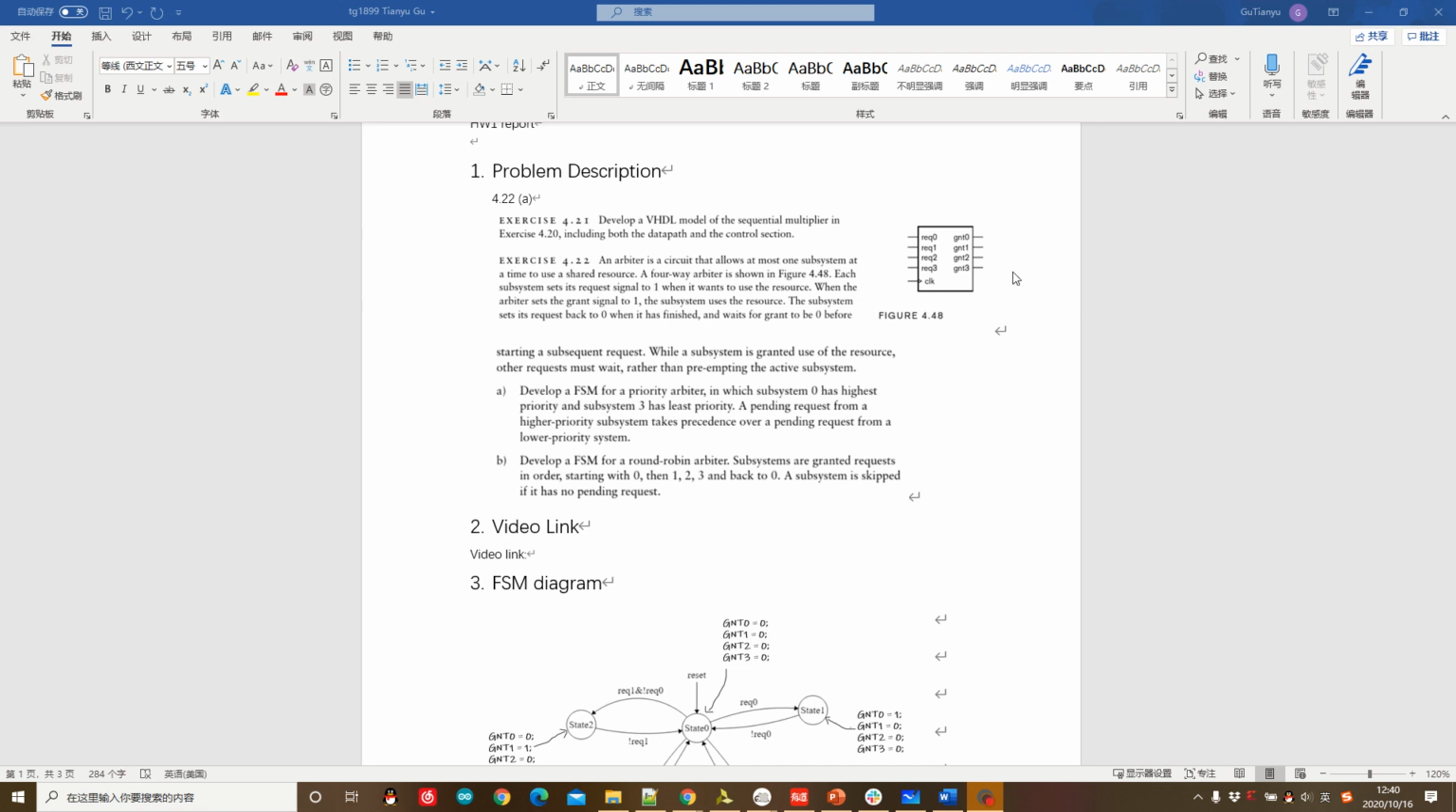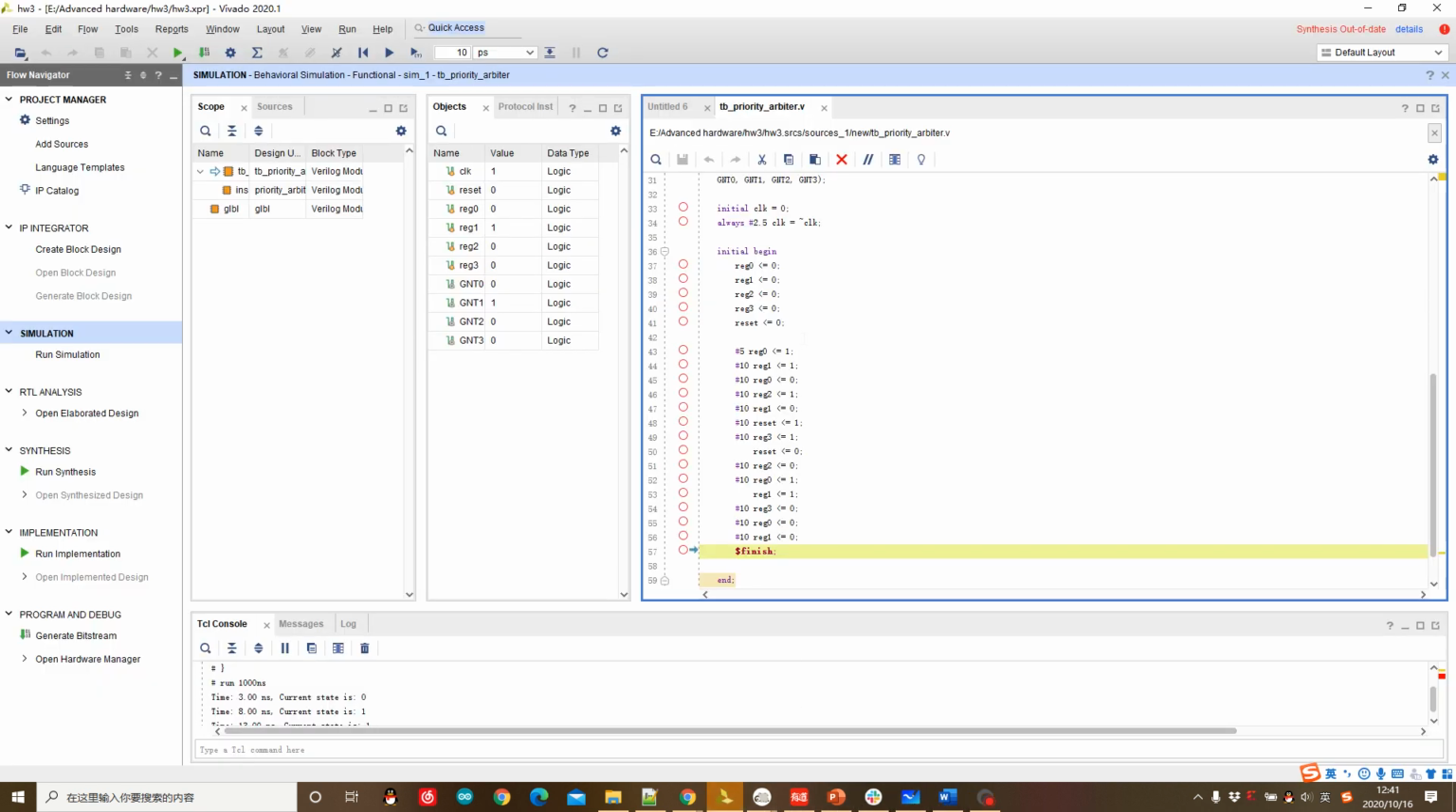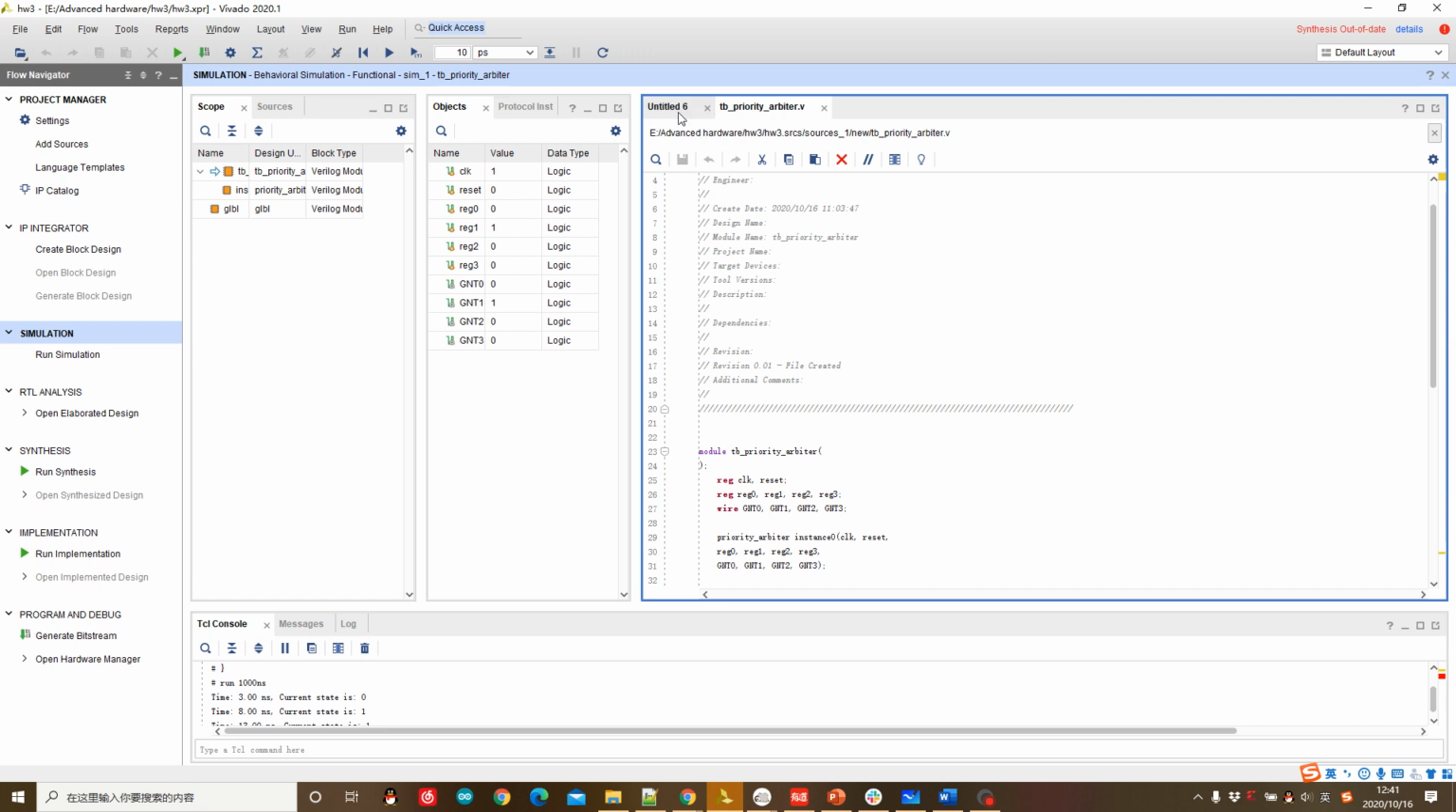So I'm going to introduce my test bench of my problem. My problem is to simulate a priority arbiter. An arbiter is a machine to decide which subsequence can be accessible to the shared resource. And you can see the problem description in my report. So let's see the test bench and the simulation result.